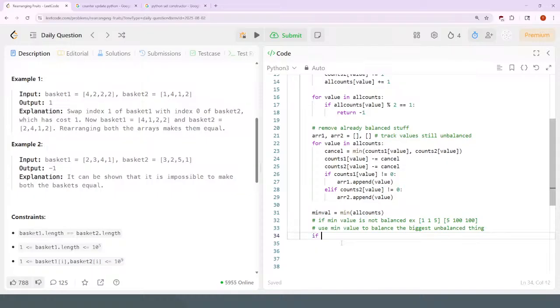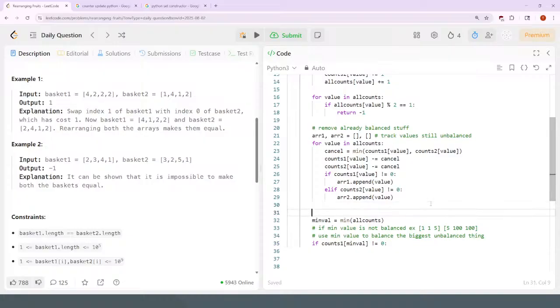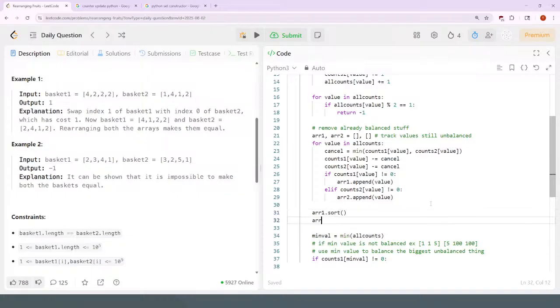Okay. If counts 1 of this min value doesn't equal 0, then it's on array 1. So I would need to balance it with something that's on array 2, the largest value of it. So I think I probably need a sort here. Array 1 dot sort, array 2 dot sort.